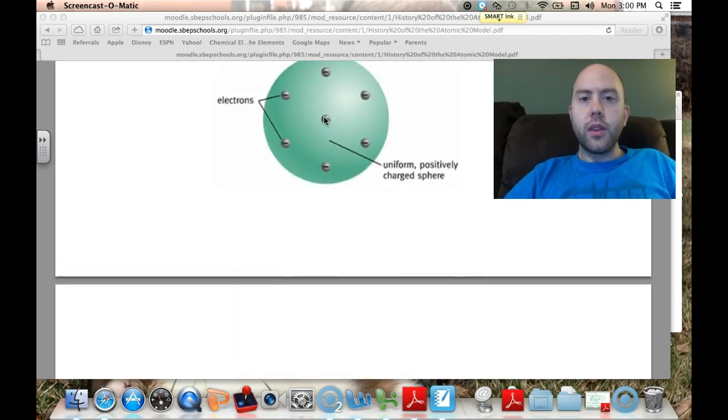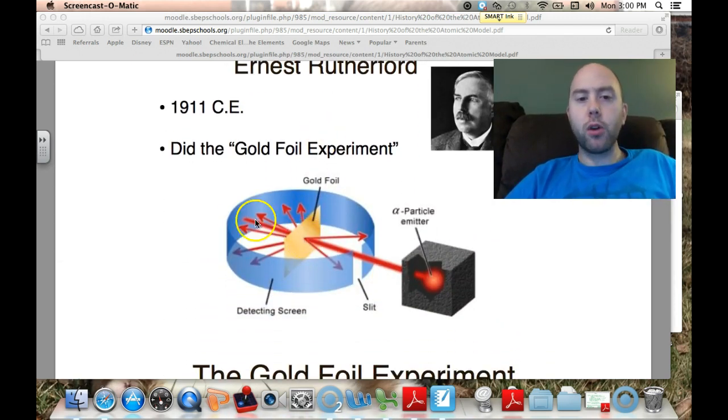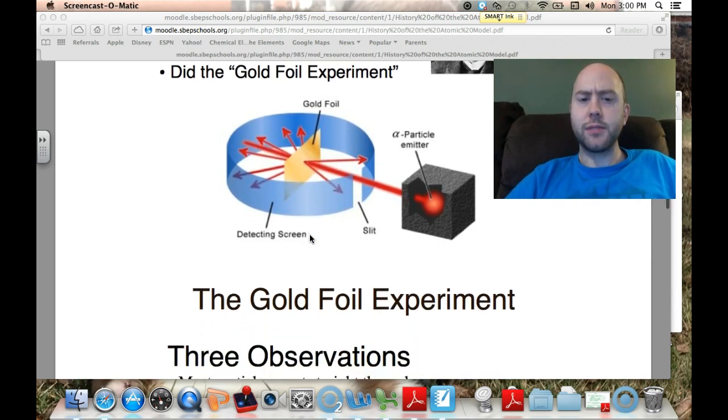According to the plum pudding model, he would totally suspect that most of the particles go straight through, which most of them did. And he expected, because of the positive and negative charges, that they'd veer off at slight angles. But he was so confused as to why in the world some of these particles bounced back. What could have caused that?